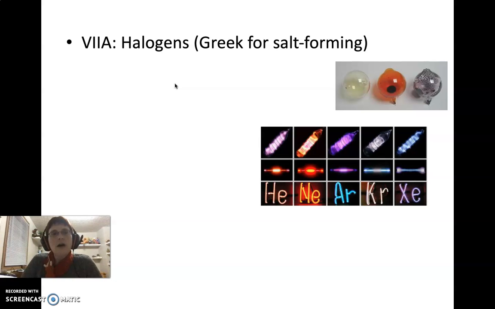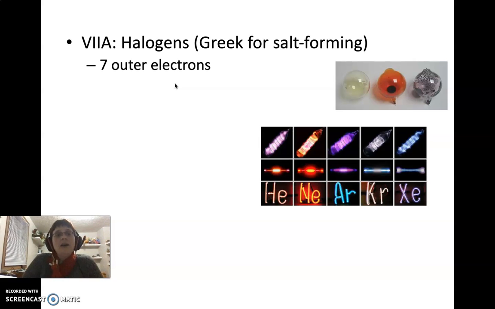Our next group is 7A, and that's the halogens. Halogen is Greek again, in this case for salt forming, because the members of this group are going to bind with other elements to make salts. Mainly the members of this group are going to bind with members from the alkali metals, sometimes the alkali earth metals, in order to make salts. So the one that you know the best from this group probably is chlorine, because it binds with sodium to make sodium chloride.